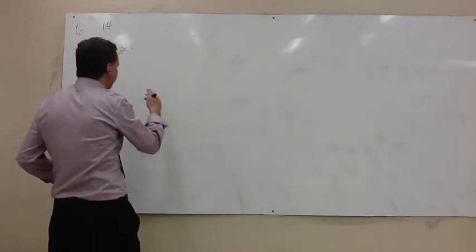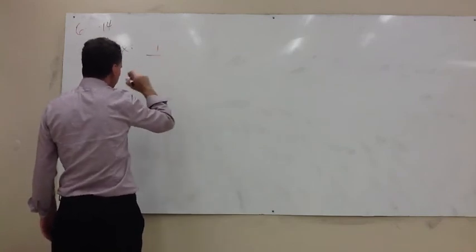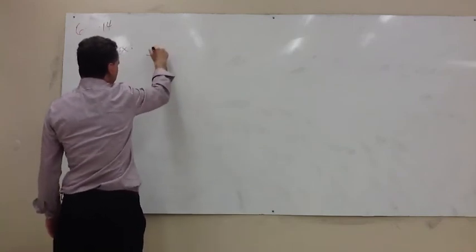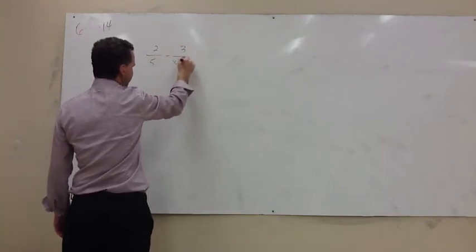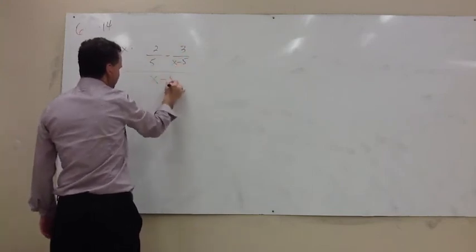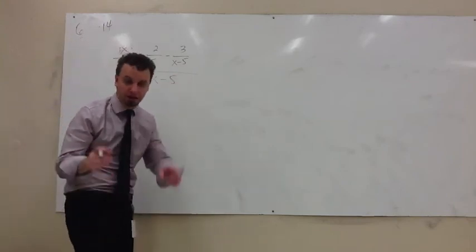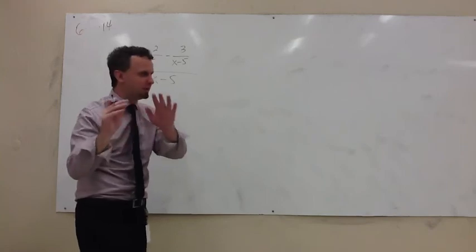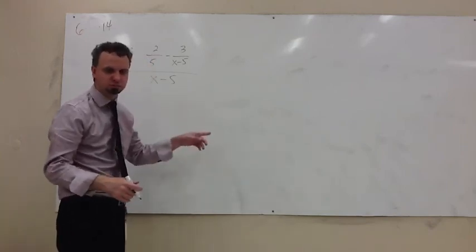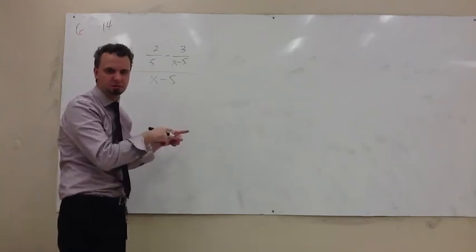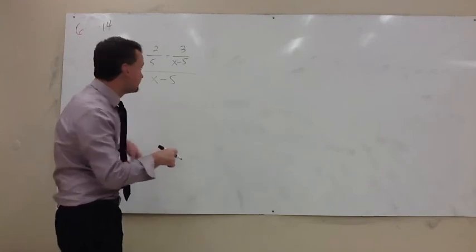Alright, so now what I want you to do is try this one, give it a shot. Let's make it a 2 over 5 minus 3 over x minus 5, all over x minus 5. I'd like you to try to simplify that one. So you're going to hit pause, remember? Then you simplify it, and when you're done, you push play and watch me do it. Alright, ready? You push pause, and then I'm going to do it. All right, here we go.